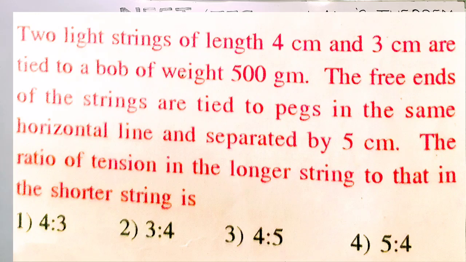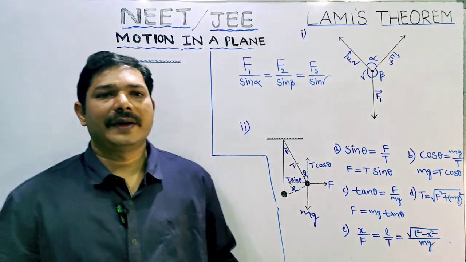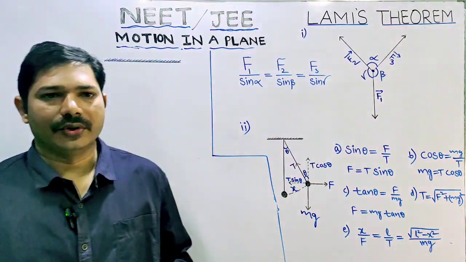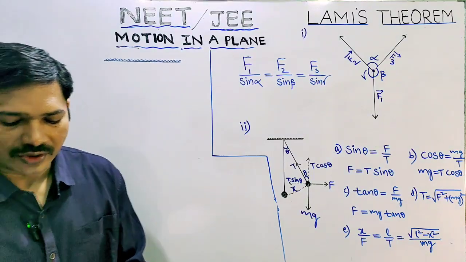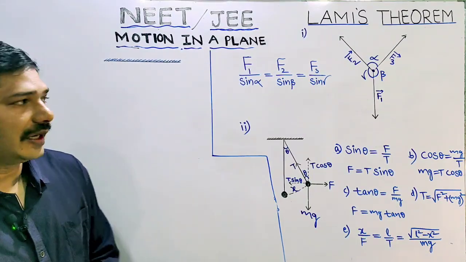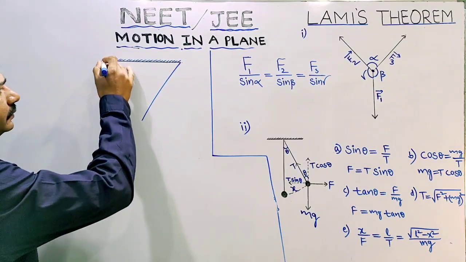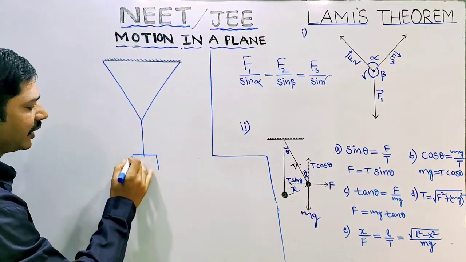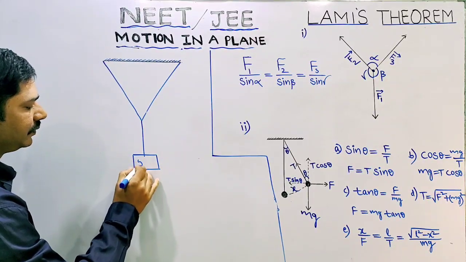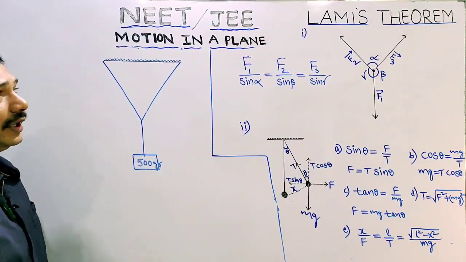Here what they are saying is that with the help of the two strings, some load is attached. So the load, the weight, is how much? Here 500 grams is given. So like this, 500 grams is attached here.